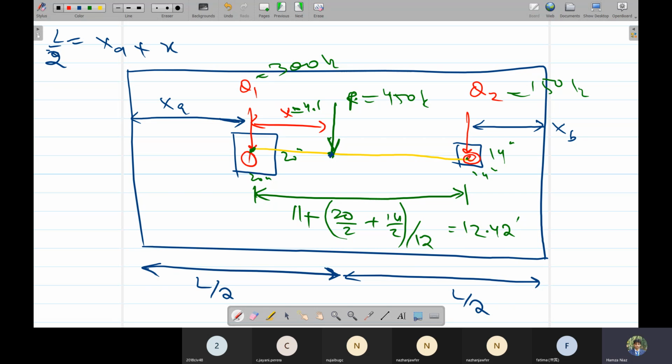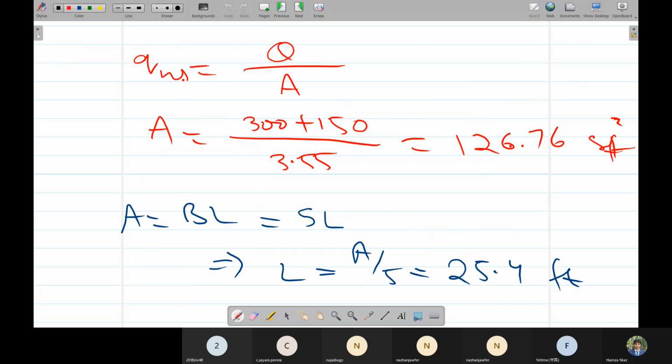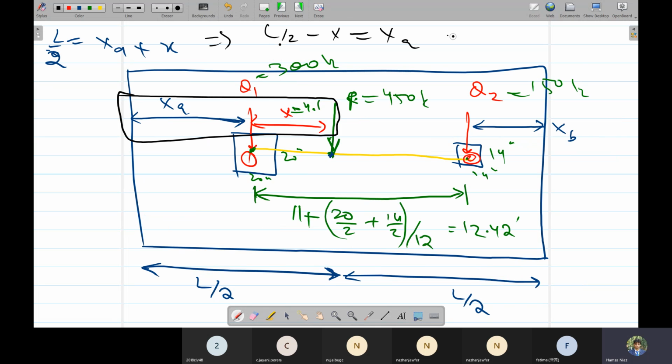Right? That this L by 2 is equal to this length, the length of the resultant from this side. L by 2, we can find XA from here. That's simply L by 2 minus X, that is equal to XA. We have L as 25.4. Its half would be 12.7. So XA would be 12.7 minus X.